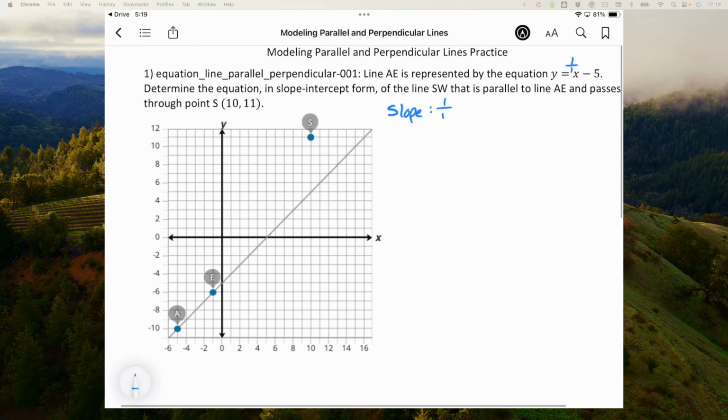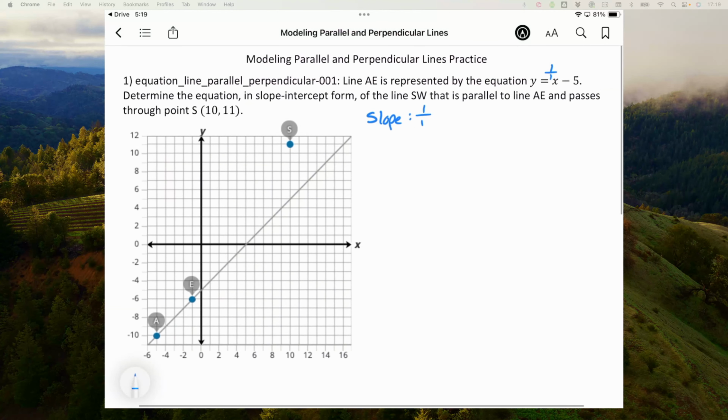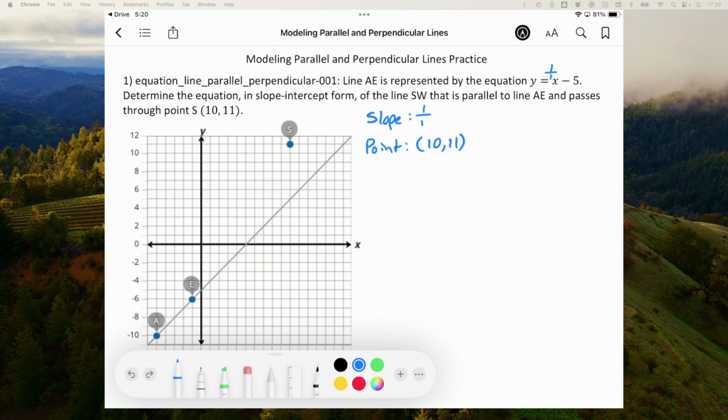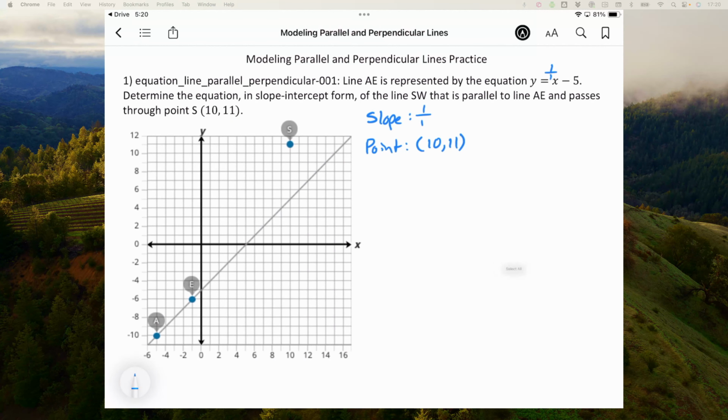Now the second thing that we need is to figure out at what point this passes through. And so we don't know what the y-intercept is, and so we're just going to choose any old point on the line. We know that the line contains the point (10, 11), which is marked by point S right there. And it's in the words up here at the top. So we have a point and we have a slope. The way that we got the slope was knowing that we wanted a line that is parallel, so its slope will be exactly the same.